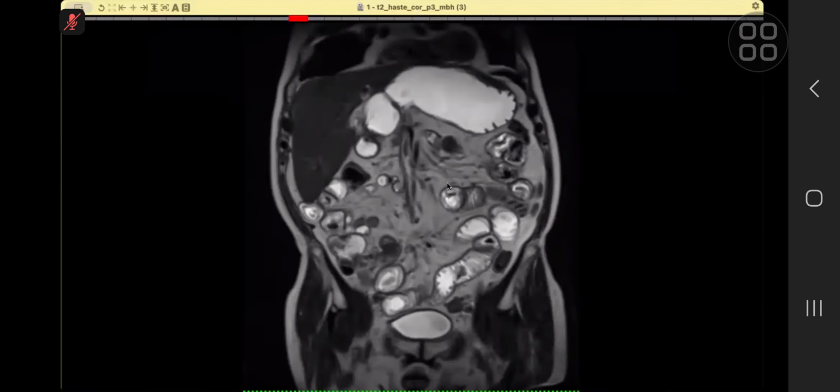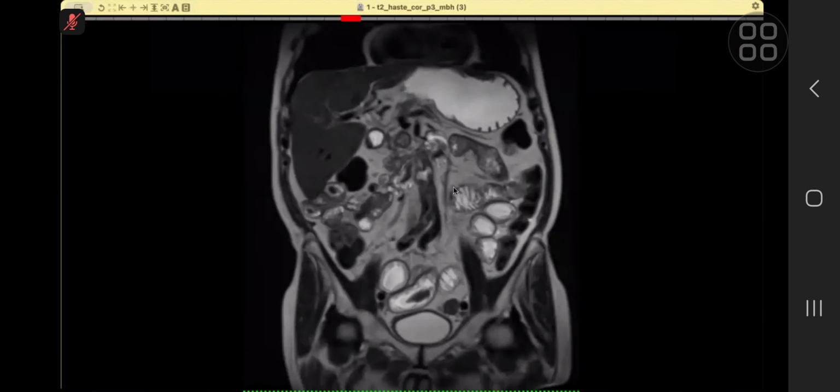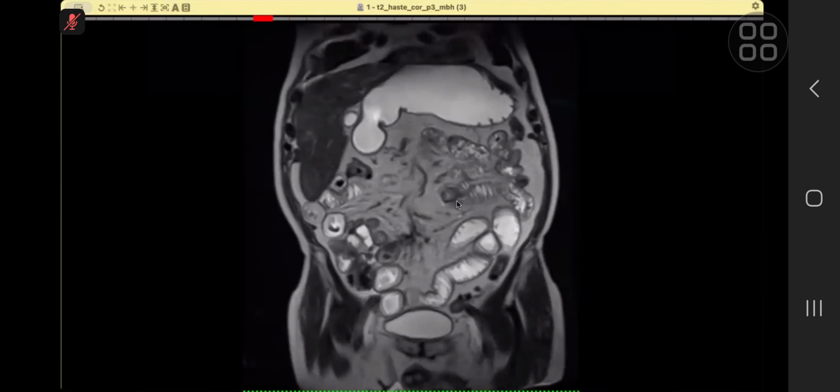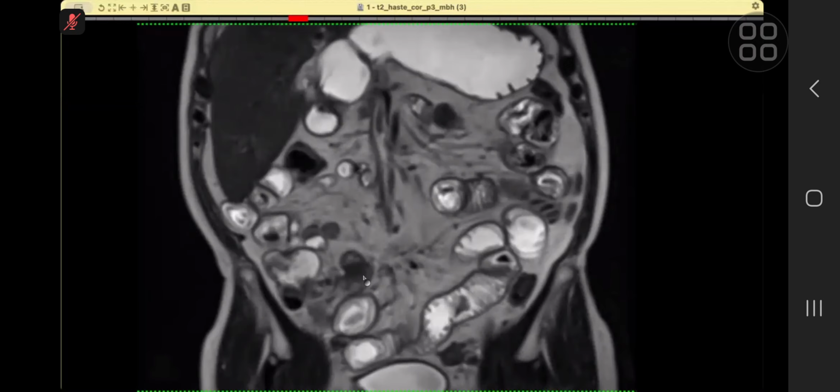I did not show you an MRE, but just to make a point, on MRE, I'm showing you a T2 weighted sequence. This is the lumen. Actually, you can see something is there. So this is in the lumen.